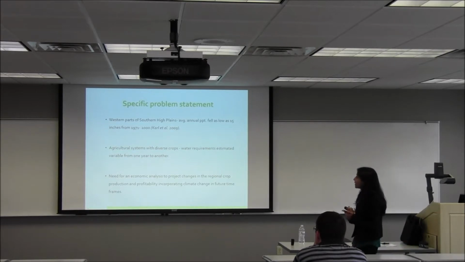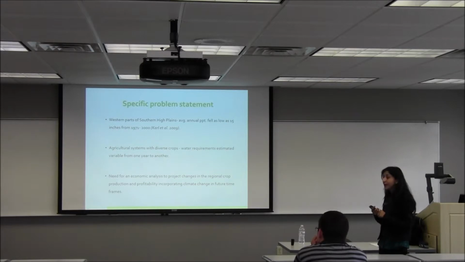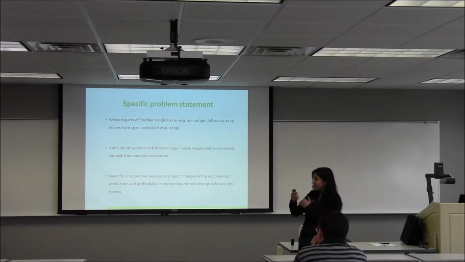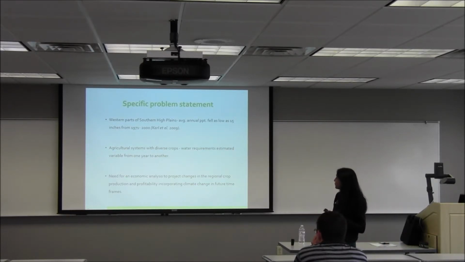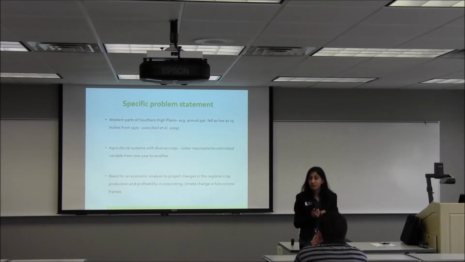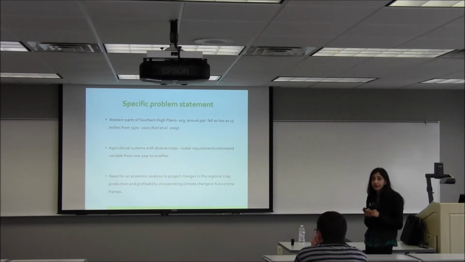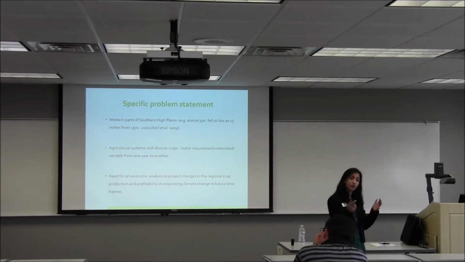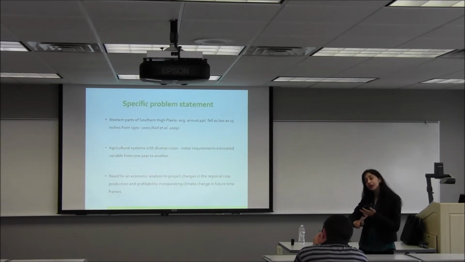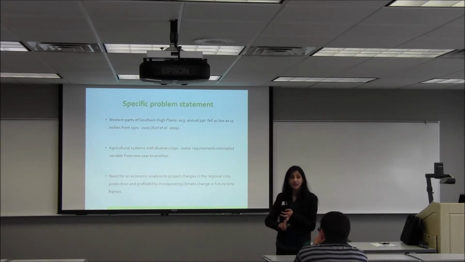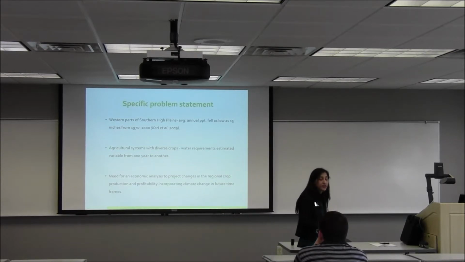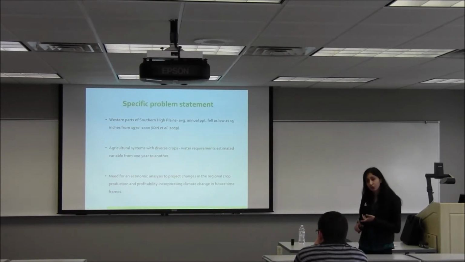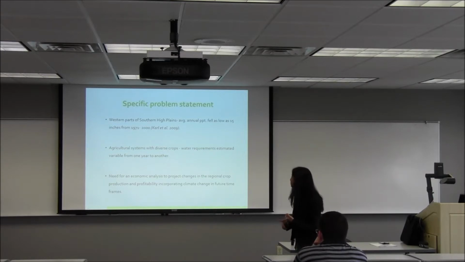So the specific problem statement for the study is the western side of the Texas High Plains, which is the southern High Plains, and the southwest side of the Texas High Plains, where average annual precipitation fell as low as 15 inches from 1971 to 2000, in the last 30 years. An agricultural system with diverse crops is a big characteristic feature of this area. There's a lot of row crops. You have a lot of corn. It's a big cotton producing area as well, a big cotton belt. They definitely have some winter wheat and sorghum also for fodder production.